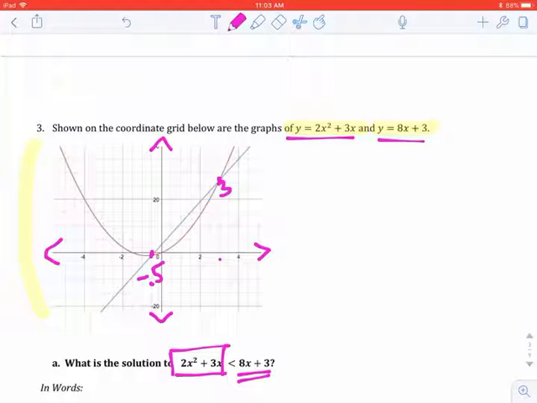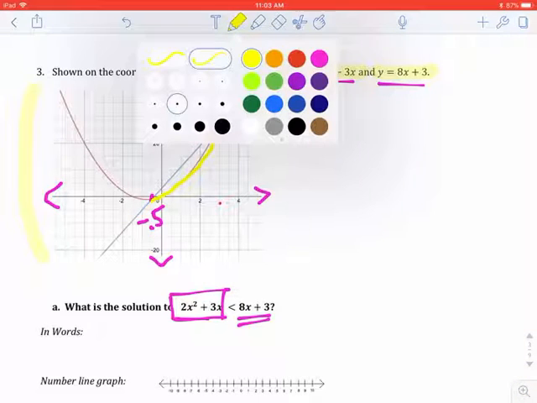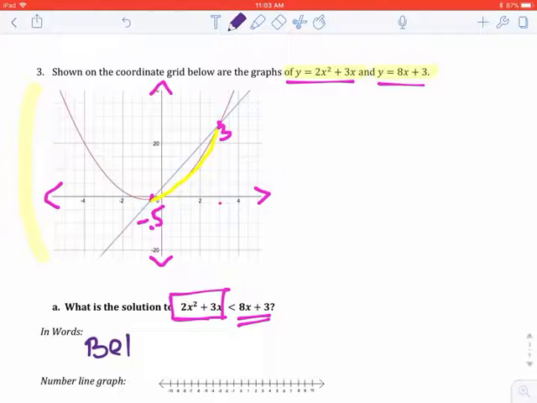Now you can look at what happens between those numbers and what happens on the outside of those numbers. Part A asks us, when is 2x squared plus 3x less than 8x plus 3? So you're looking at when your parabola is less than your line. Down here, this is when our parabola is less than our line. So that's between those two numbers, between -0.5 and +3.